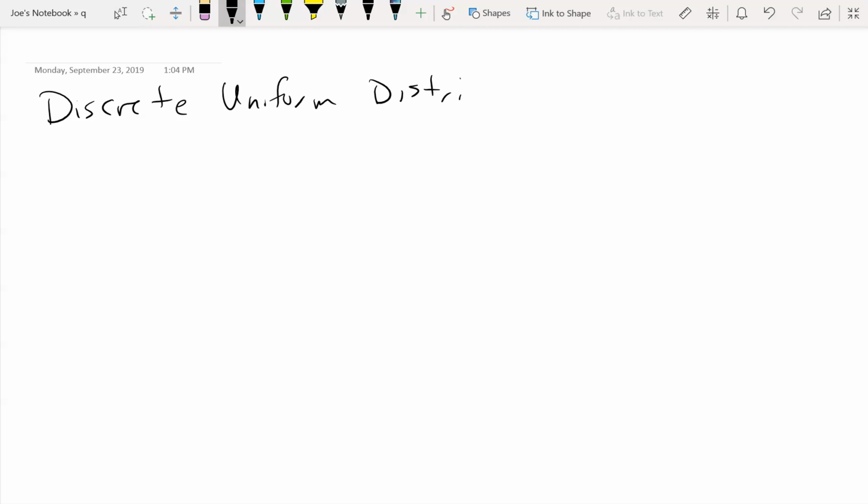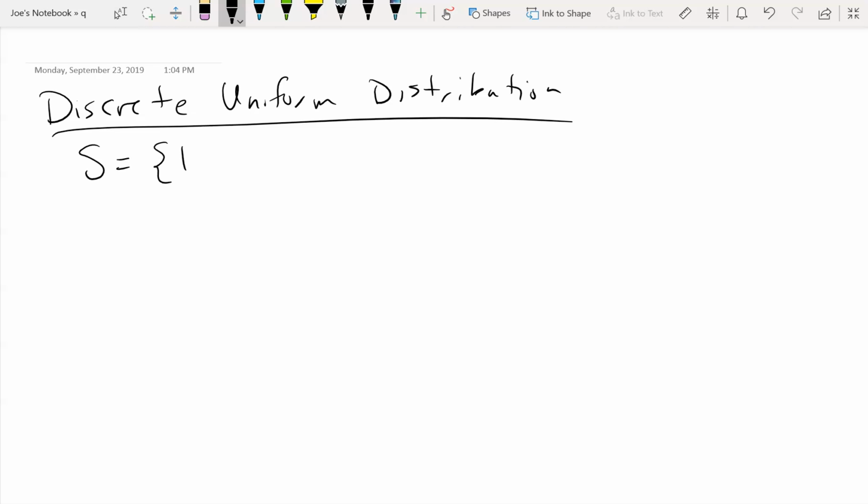By the way, this is also where we're going to start memorizing all these things at the front cover of your book. The discrete uniform distribution is the bottom one on the left-hand side of the inside cover of your book. In this particular one, your sample space is the set 1, 2, 3, up to n.